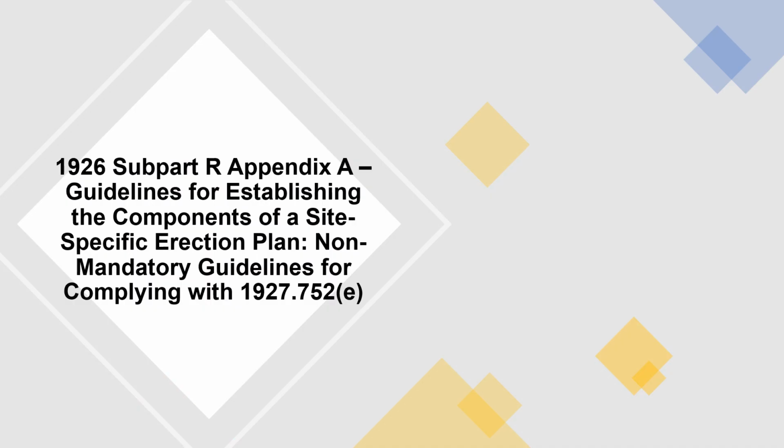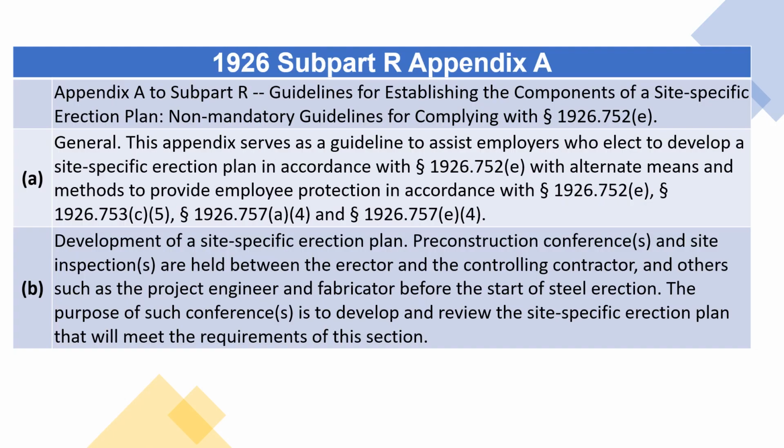1926 Subpart R Appendix A. Guidelines for establishing the components of a site-specific erection plan, non-mandatory guidelines for complying with 1926.752 E. Appendix A to Subpart R. Guidelines for establishing the components of a site-specific erection plan, non-mandatory guidelines for complying with Section 1926.752 E. A. General. This appendix serves as a guideline to assist employers who elect to develop a site-specific erection plan in accordance with Section 1926.752 E, with alternate means and methods to provide employee protection in accordance with Section 1926.752 E, Section 1926.753 C5, Section 1926.757 A4, and Section 1926.757 E4.